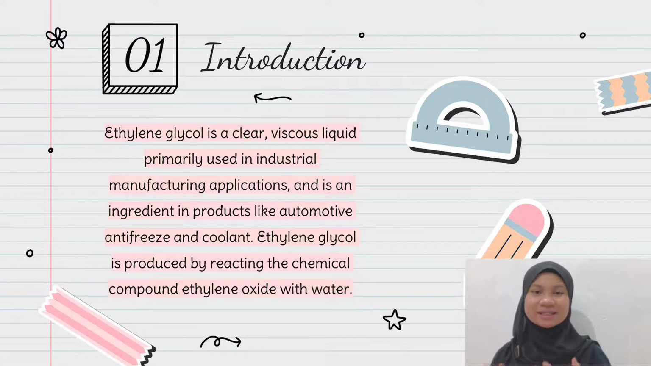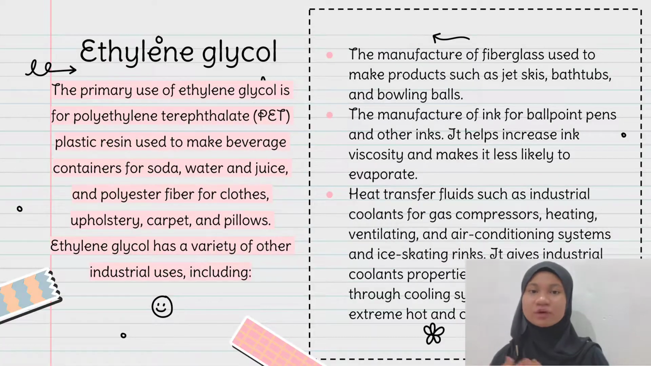Ethylene glycol is a clear, viscous liquid primarily used in industrial manufacturing applications and is an ingredient in products like automotive antifreeze and coolant. Ethylene glycol is produced by reacting the chemical compound ethylene oxide with water. The primary use of ethylene glycol is for polyethylene terephthalate (PET) plastic resin used to make beverage containers for soda, water, and juice, and also polyester fiber for clothes, carpet, and pillows.